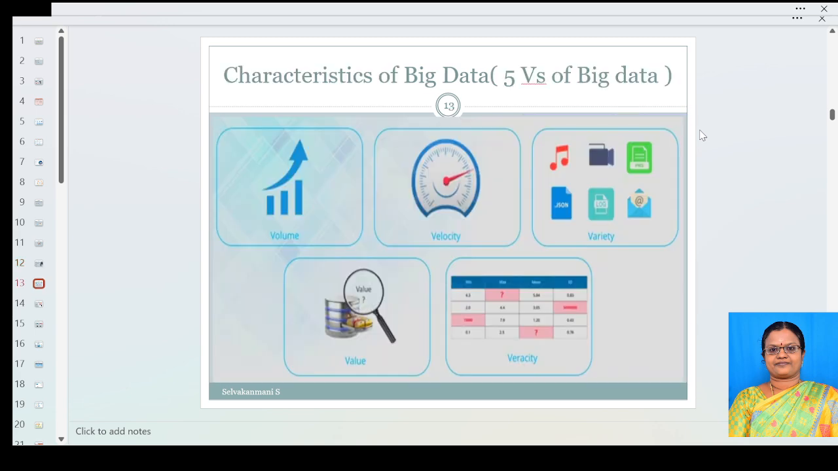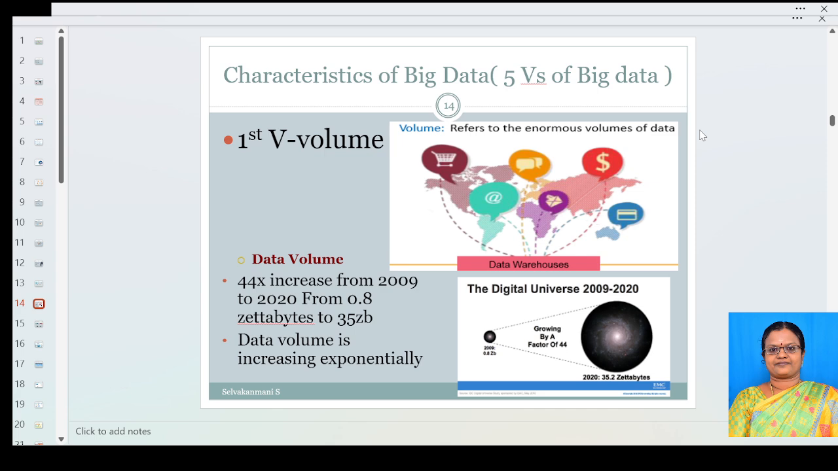So what are the characteristics of big data? We have 5 characteristics: volume, velocity, variety, value and veracity. What is volume? As the name says, it refers to the huge, enormous amount of information. We can see there has been a 40 times increase from 2009 to 2020, starting from 0.8 zettabytes to 35 zettabytes in 2020. You can see the rapid increase in the amount of information gained through these years. So data volume is increasing exponentially.